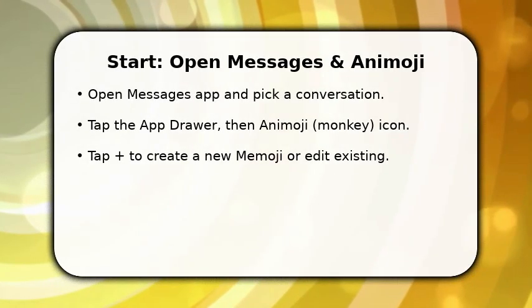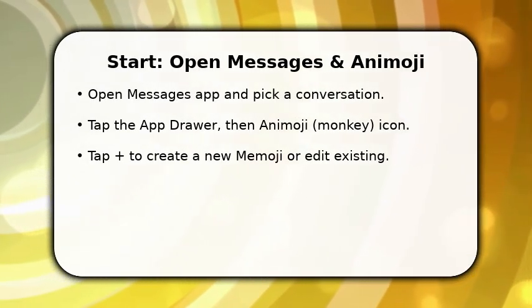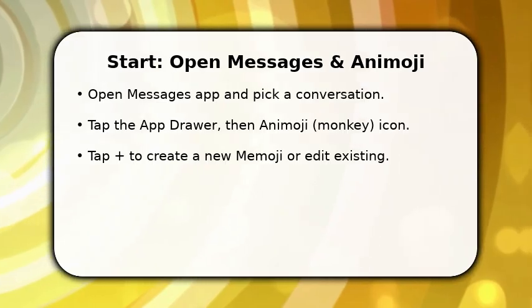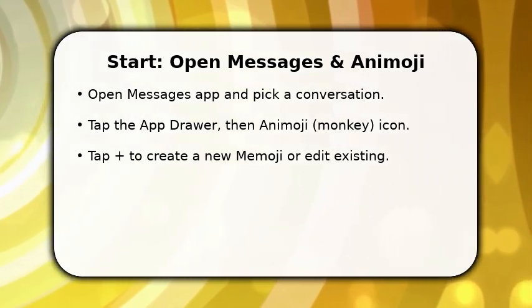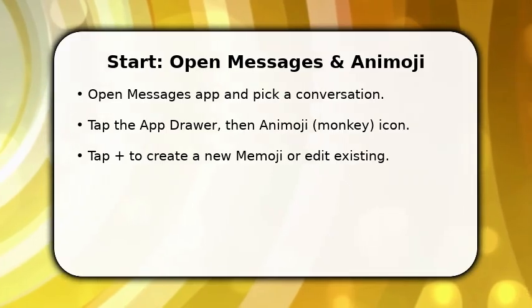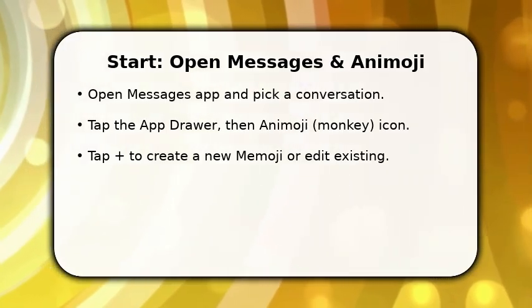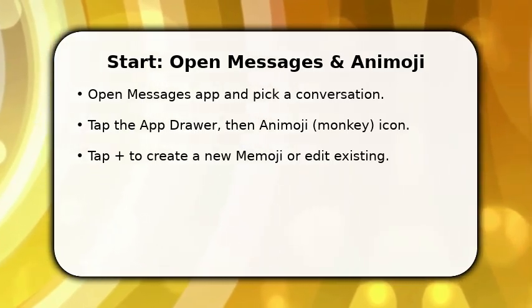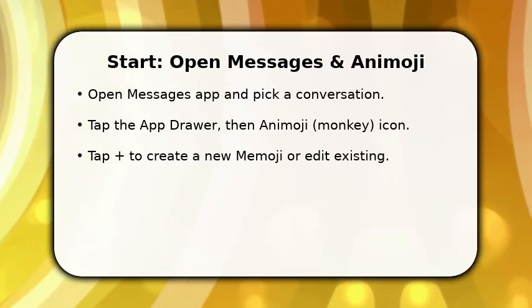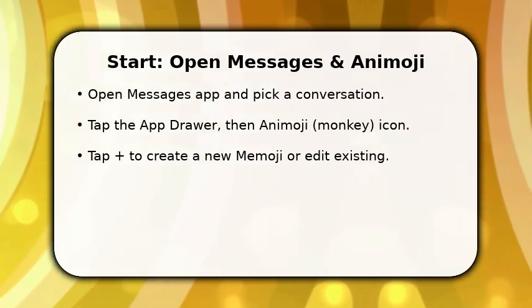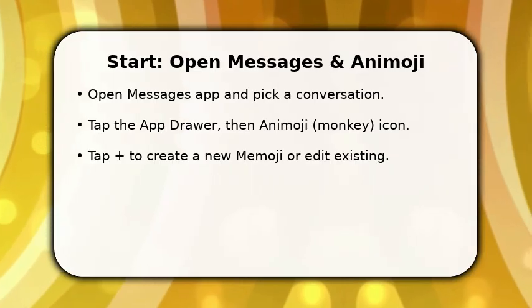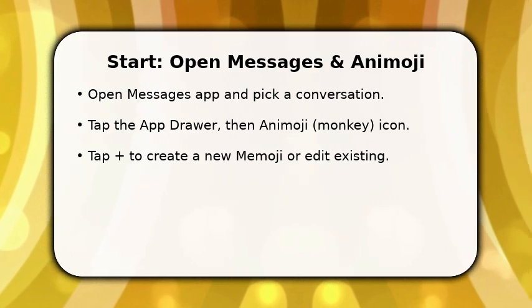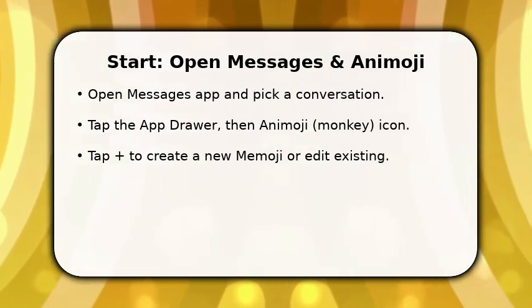You start in Messages because Memoji integrates directly with your chats. Open a conversation and tap the app drawer, then the Animoji monkey. Once there, tap the plus button to create a new Memoji or choose an existing one to edit. You do this now so you can capture facial movement instantly. Make sure Face ID or front camera access is enabled. This first step gets your base avatar ready, letting you control appearance before recording expressions or sending stickers.